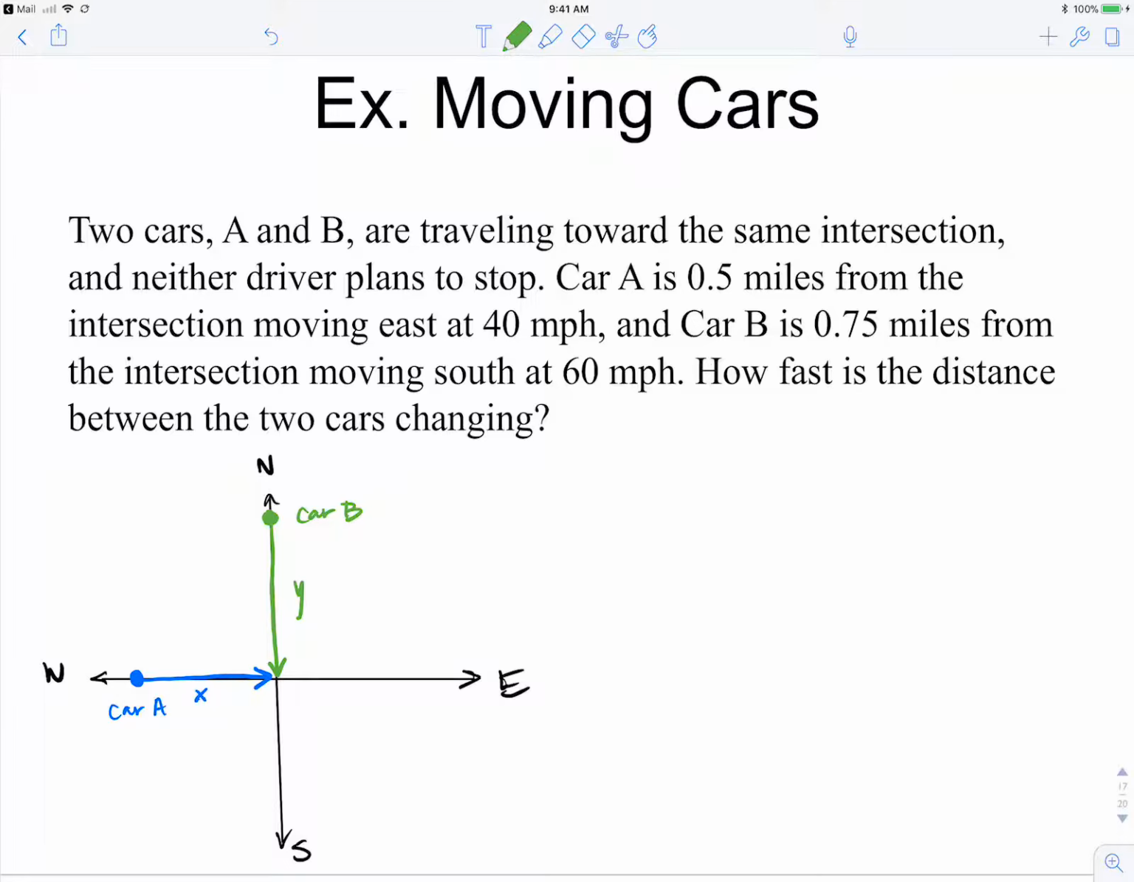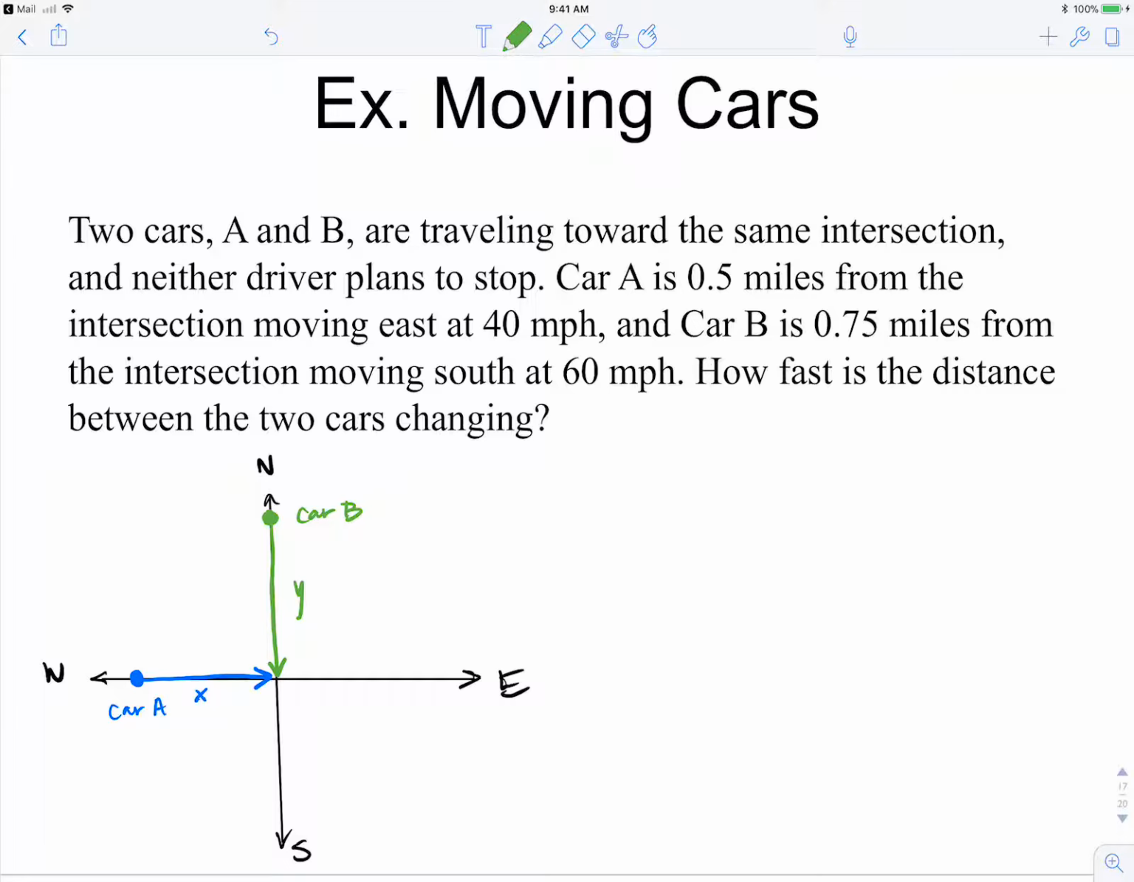I've shown that car A is traveling in the east direction, and I'm calling the distance from car A to the intersection X, because that's changing as the car is driving. It's decreasing. And we are given that car A is 0.5 miles from the intersection, moving east at 40 miles per hour.